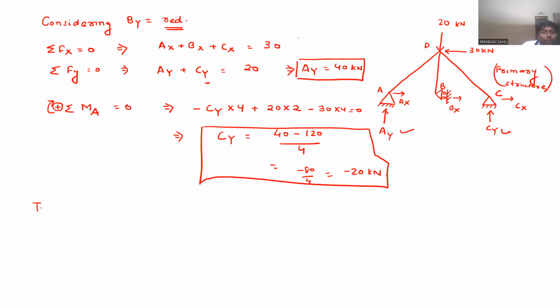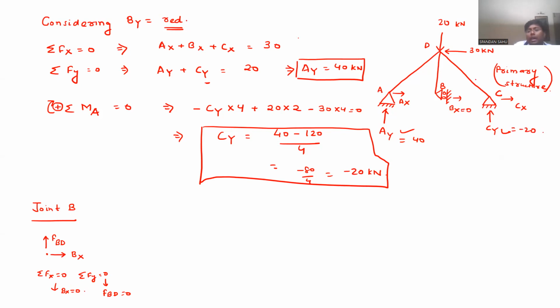Let us go to joint B now. Let us draw the free body diagram for joint B. Here, Bx is acting like this and FBD is acting like this. So from here, when you do summation of Fx equal to 0 and summation of Fy equal to 0, you will get FBD is 0, which means FBD is a zero force member, and Bx equal to 0. So you got Bx equal to 0, Ay is 40 and Cy is minus 20 now. And this is the zero force member you got.